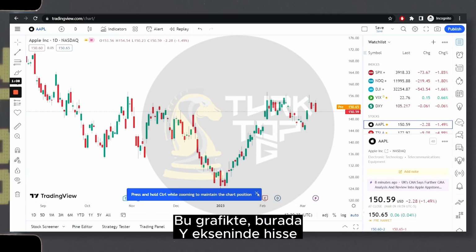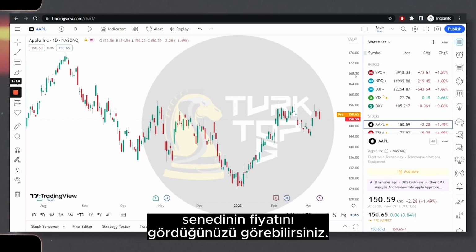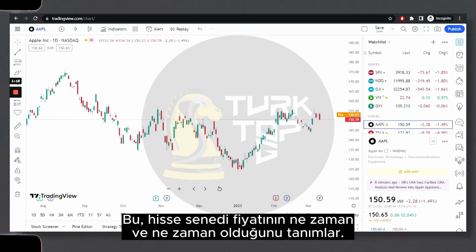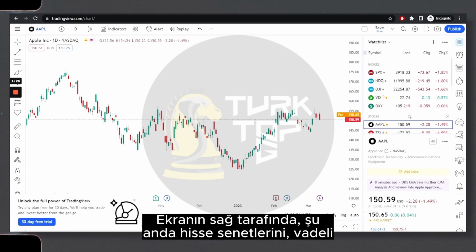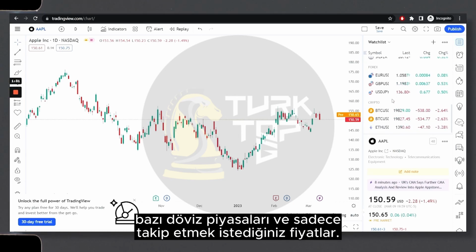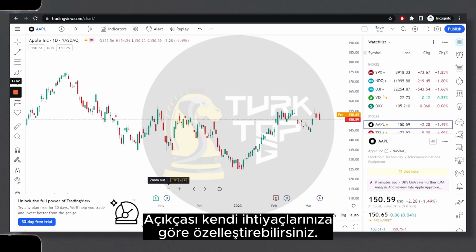On this chart, you can see that on the y-axis here, you see the price of the stock, which is Apple in this case. And then on the x-axis down here, you see the time. This defines what the price of the stock was and at what time. On the right side of the screen, you see a watch list where right now you see stocks, futures, some currency markets, and just the prices you want to keep track of. You can obviously customize it based on your own needs.